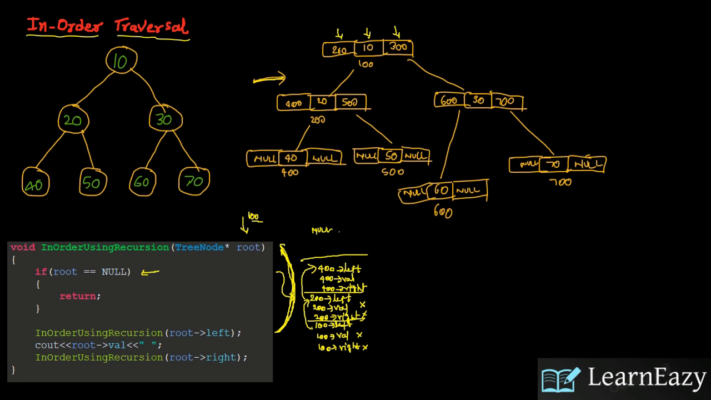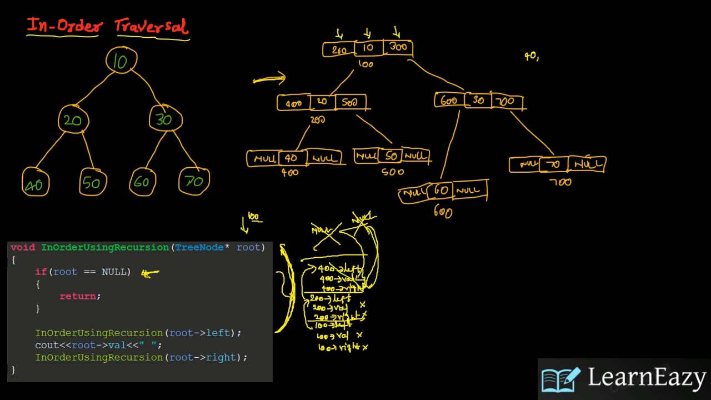So we return back to here. 400 value is nothing but 40, so 40 will get printed. This stack record will get removed. So 400 right, again null, null equals null. So this stack record will get deleted and it comes back here. So all three calls are done.